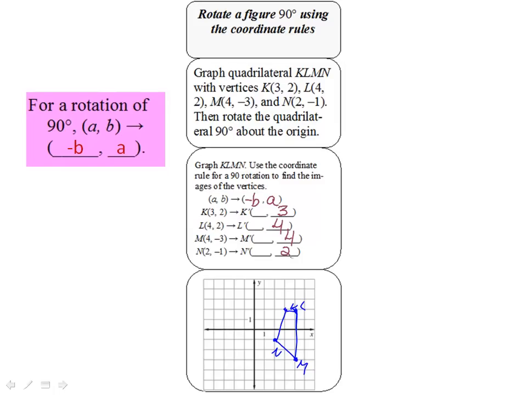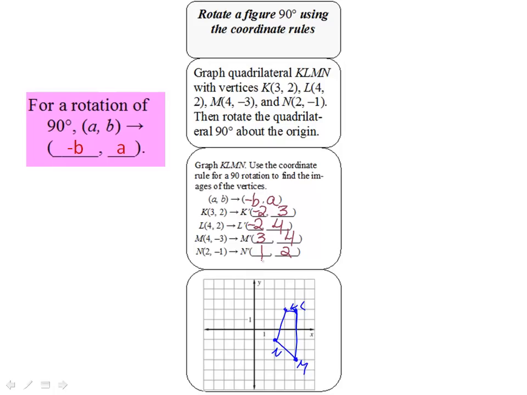Now we'll put the B's in the first position, but we're going to make them the opposite. The opposite of positive 2 is negative 2. The opposite of positive 2 again is negative 2. The opposite of negative 3 is positive 3. And the opposite of negative 1 is positive 1. So I found my new ordered pairs by following my rule, the opposite of B, A.